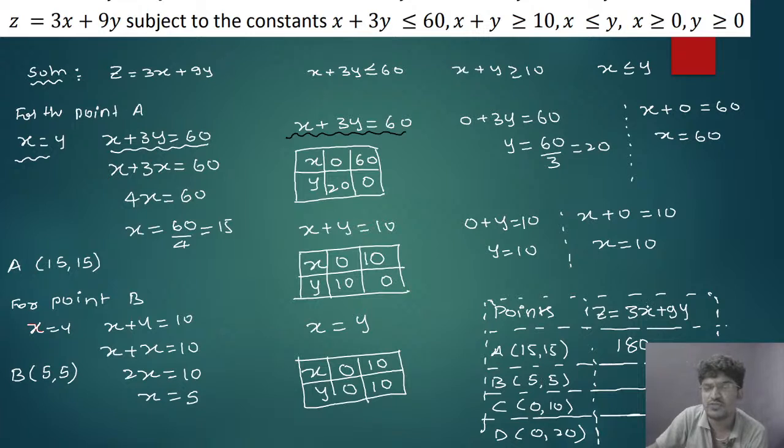Next, in the place of x, you put 5. In the place of y, you put 5. 3 into 5, 15. 9 into 5, 45. 45 plus 15 will be 60.